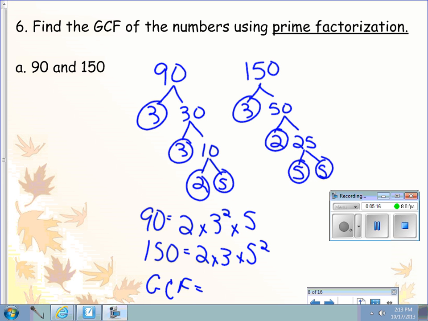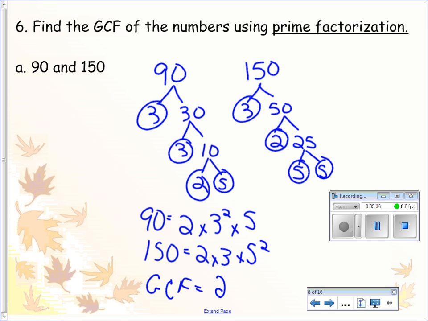So you should have, for the prime factorization of 90, 2 times 3 to the second times 5. Your total prime factorization for 150 should be 2 times 3 times 5 to the second. Our greatest common factor is going to be 2 times 3 times 5. 2 times 3 is 6. 6 times 5 is 30. So the greatest common factor of 90 and 150 is 30.